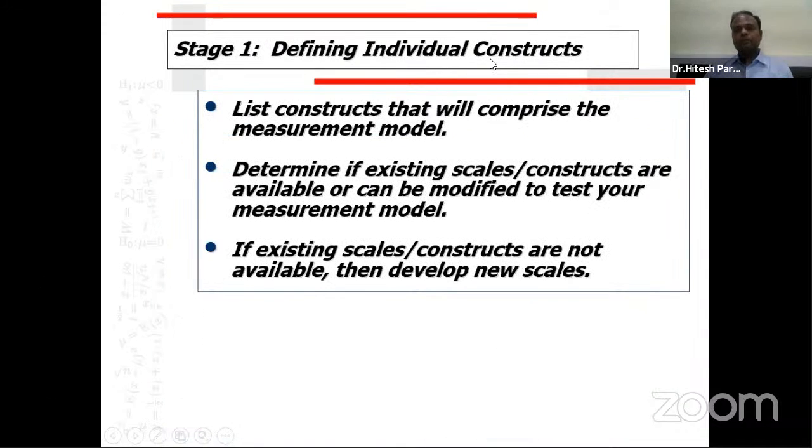Defining construct, list the constructs that will comprise the measurement model. Determine if existing scales or constructs are available. This is most desirable, or they can be modified to test your measurement model. If existing scales or constructs are not available, then develop new ones. But developing a new construct is again a lengthy procedure. And if the existing scales or constructs are available, we must go through this adoption of scales through the literature.